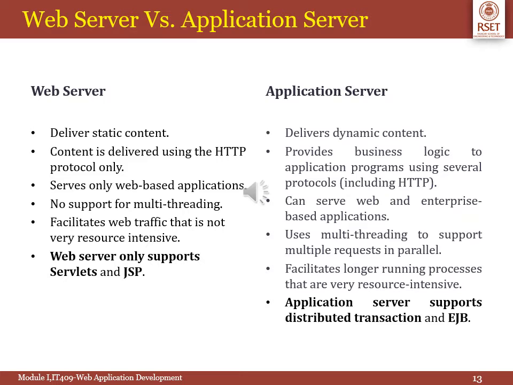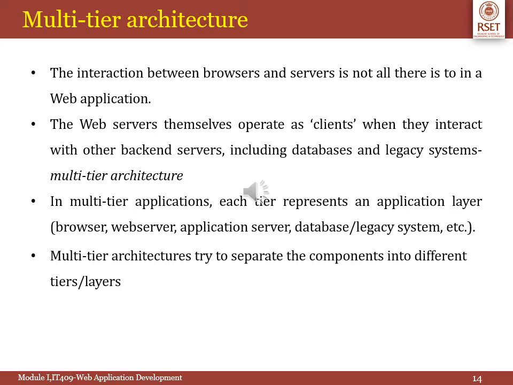A web server serves web-based applications, and application servers can serve both web and enterprise-based applications. Web servers only support servlets and JSP, and application servers support distributed transactions and EJBs. Interaction between the browser and the server is not all there is in a web application. The web servers themselves operate as a client when they interact with other backend servers, including databases and legacy systems. So, any web application can be called a multi-tier architecture.